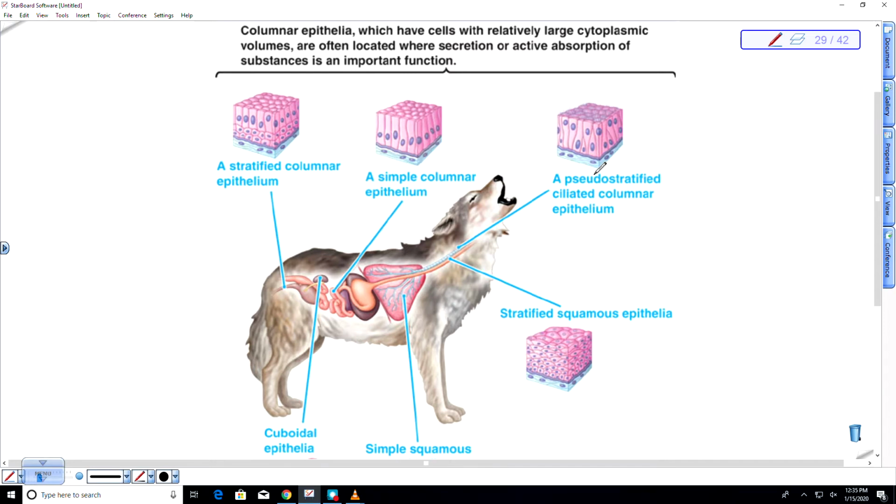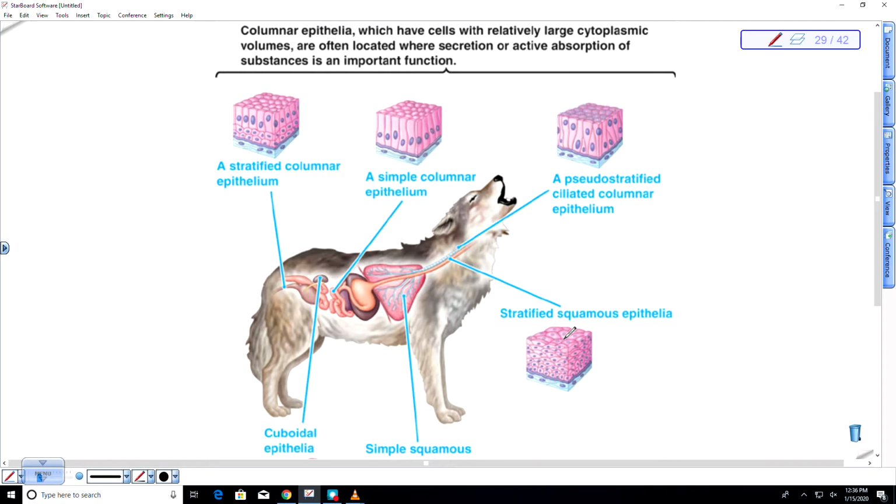Found in the outer layer of the skin or epidermis. Stratified squamous epithelial, which would be right here. And then what allows the ventricles of the heart to pump blood? That's cardiac muscle. Okay.